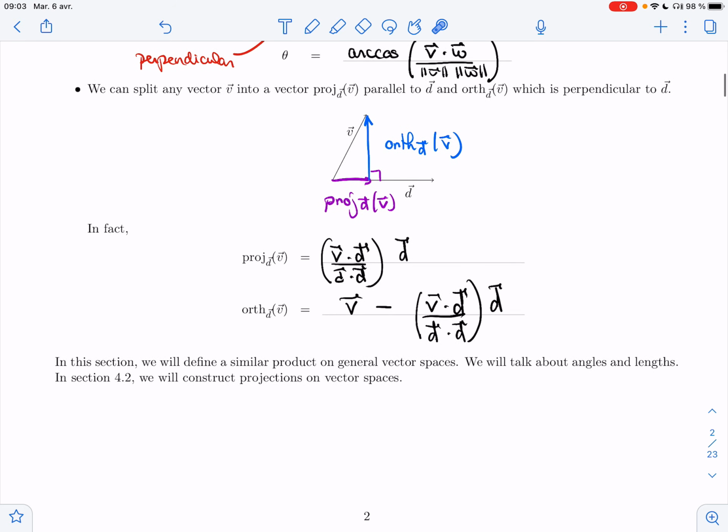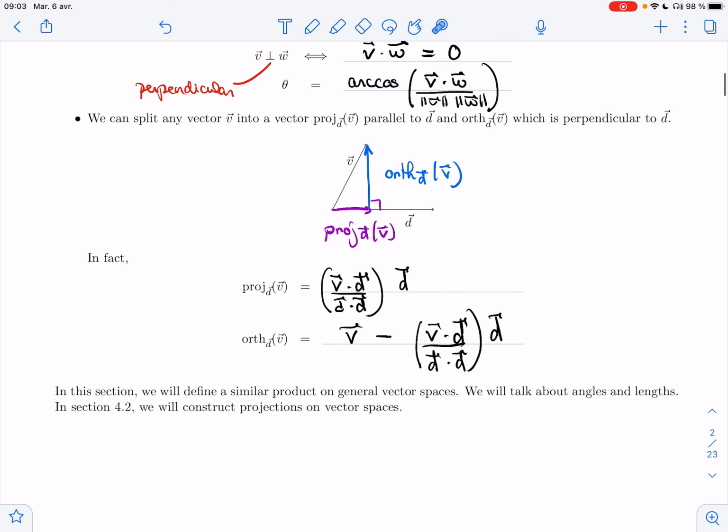All right, so in this section, we'll define a similar product on general vector spaces. We'll talk about angles and lengths. And in section 4.2, we'll construct projections on vector spaces. All right, so the same thing we just did, we want to have it for general vector spaces, and it's not going to be along a vector. We could do it on any subspaces. So we could project down to a plane, onto a line, and all of this.